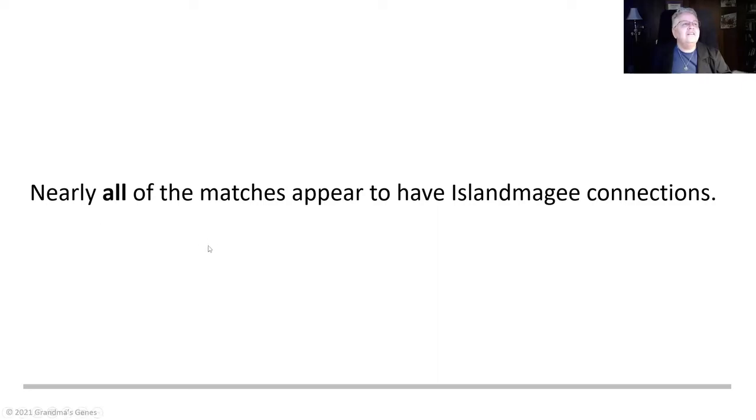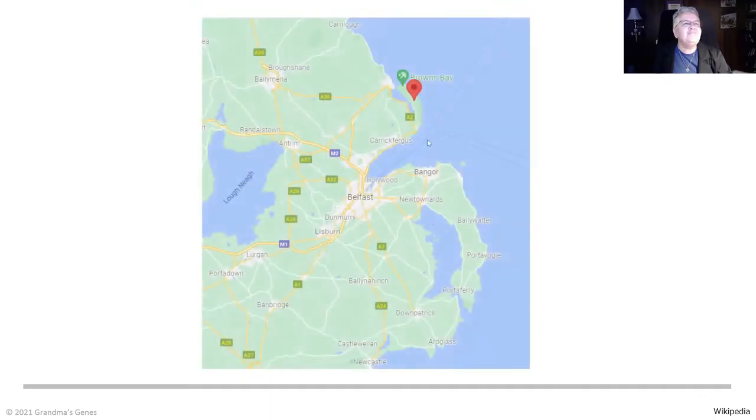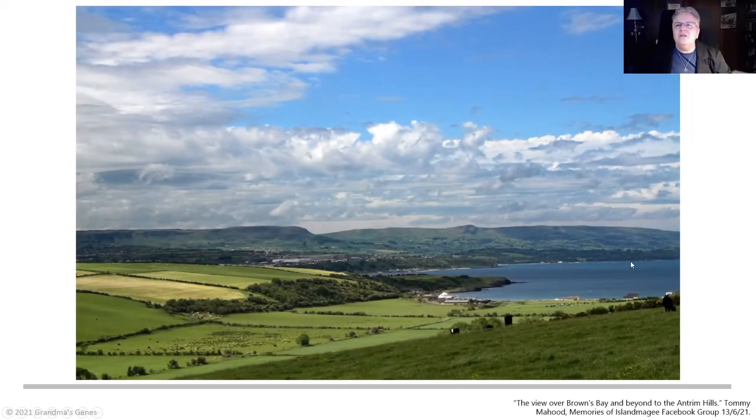I learned that all of the matches that I have in the North of Ireland Project and all of my Templeton matches have Islandmagee connections. What's Islandmagee? Well, Islandmagee is this little peninsula out into the Irish Sea just above Belfast. And I know that my ancestors had this view from Islandmagee across Browns Bay to the hills of Antrim because of the DNA Group project work that I've done and that Ann Johnston has done and the people of Northern Ireland in that project have done.